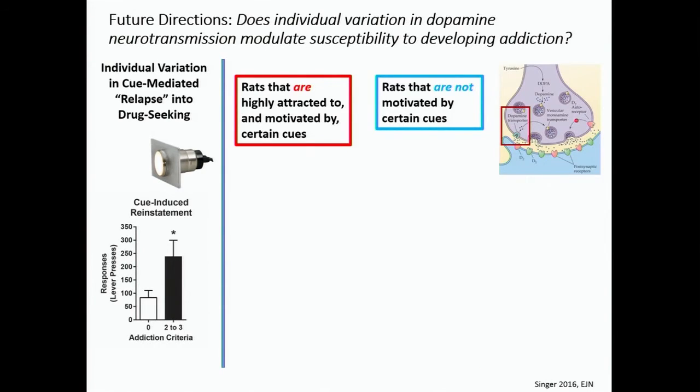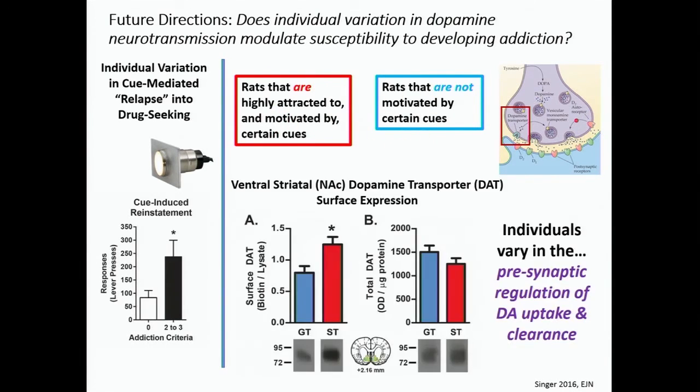So again, we're interested in individual variation, whether it exists. We'll come back to these rats again from that other study, rats that are highly attracted or motivated by cues versus rats that are not. And what we actually see is that there are different expression levels of this dopamine transporter. Okay? The rats that are motivated by cues show more of that transporter on the membrane surface right there than rats that aren't motivated by cues.